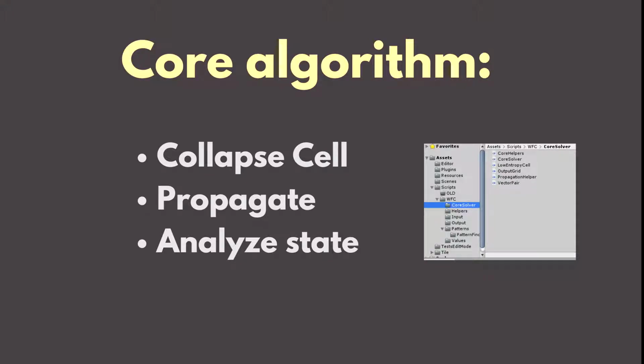In the last video, we have finally finished implementing the Pattern Manager class and all the other helper classes as well, and the strategies for finding patterns. Now we can finally start implementing the core wave function collapse algorithm. As you might remember, the core algorithm has 3 steps: collapse cell step, propagation step, and analyze state step. So let's go to Unity and create some classes.